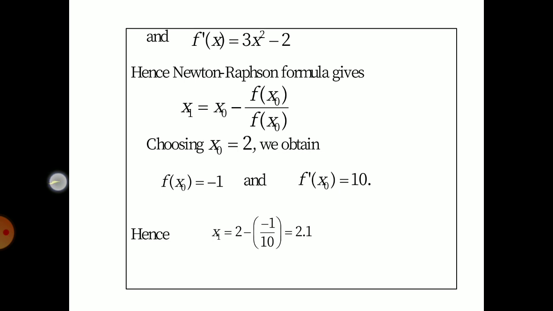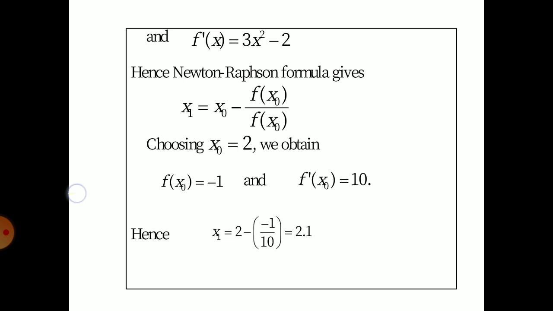Now put the values in the Newton-Raphson formula. x1 equals x0 minus f of x0 divided by f dash of x0, and therefore the first approximate root x1 equals 2 minus f of x0, which is minus 1, divided by f dash of x0, which is 10. After simplifying, this comes to be 2.1. You can verify this. x1 is 2.1. This is the first approximate root.